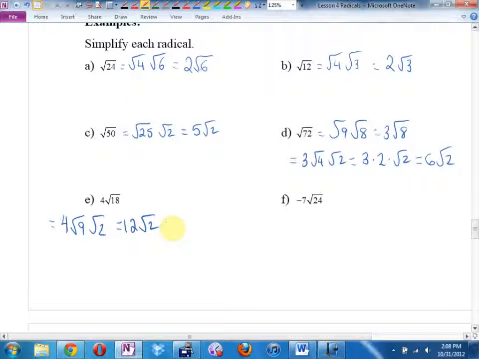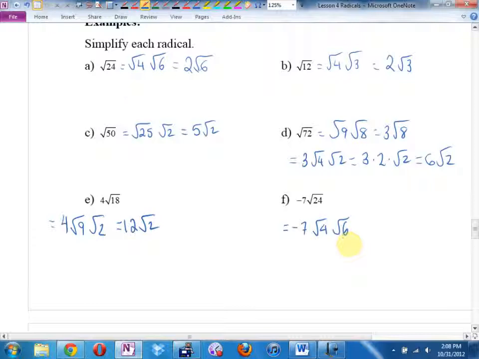F, negative 7 root 24. Let's see. I'm going to drop the negative 7 down, and I'm going to write the 24 as root 4 root 6. By the way, the most common mistake, kids often get to this line, and they're so proud they found the root, they forget to take the square root of the 4. The number of times I'll see kids go negative 7 times 4 and put a 28 in front, that's by far the most common mistake. Don't do that!